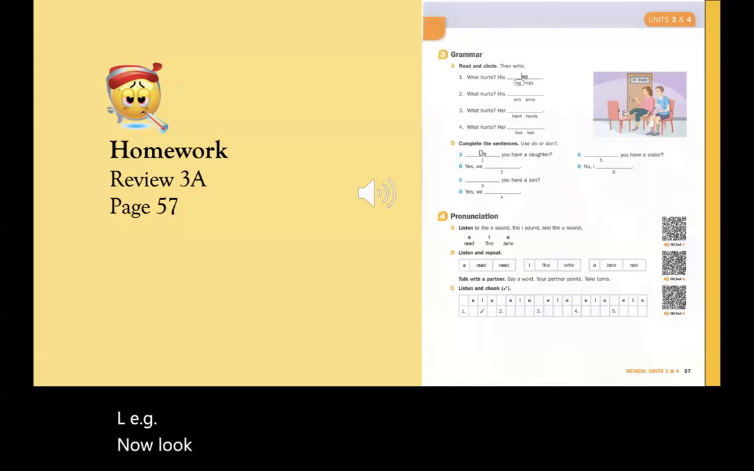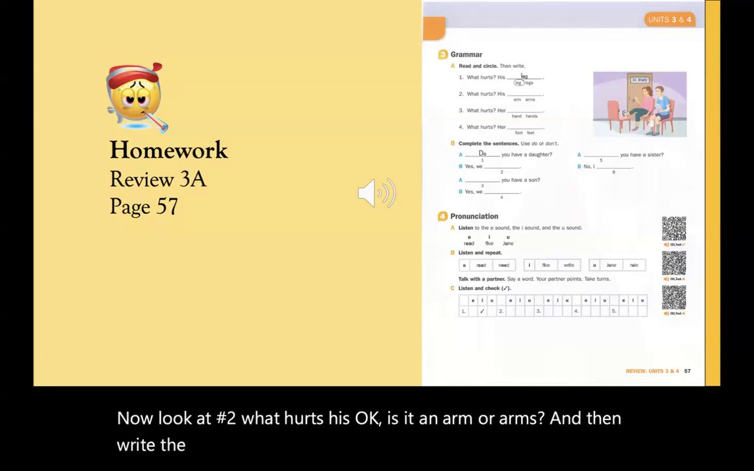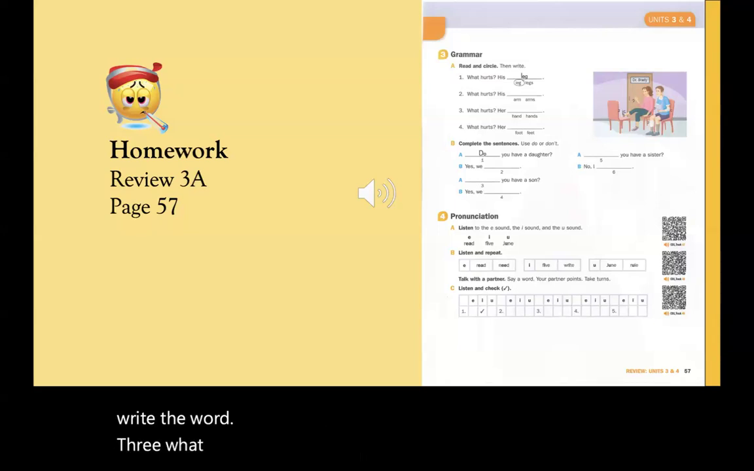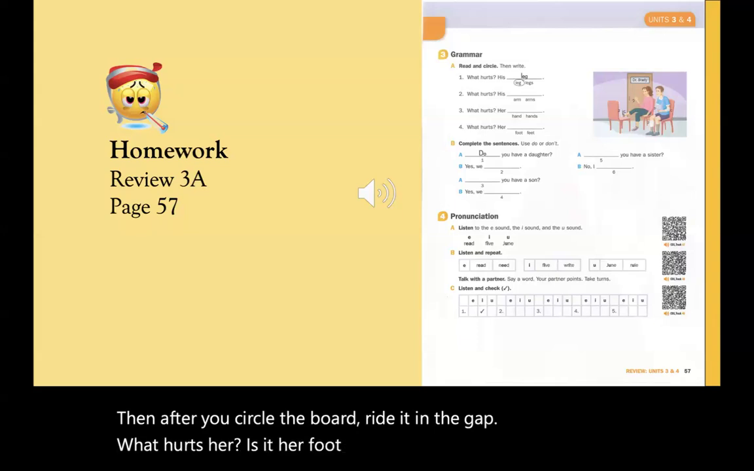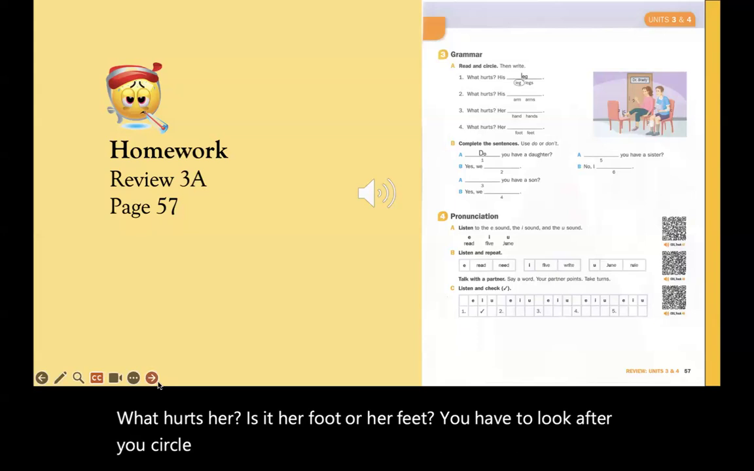Now look at number 2. What hurts his? Is it an arm or arms? And then write the word. Number 3. What hurts her? Is it hand or hands? Then after you circle the word, write it in the gap. Number 4. What hurts her? Is it her foot or her feet? You have to look. After you circle it, write the word in the gap.